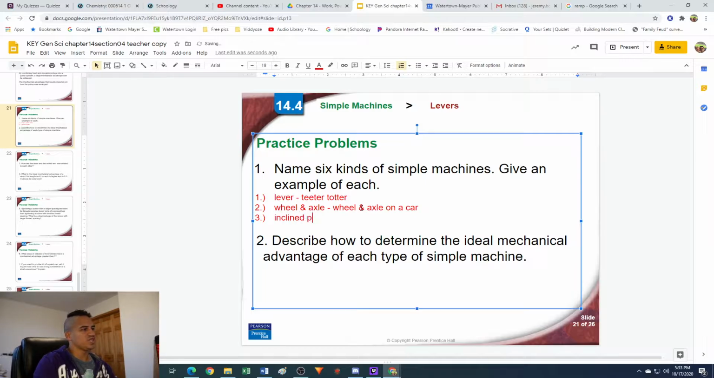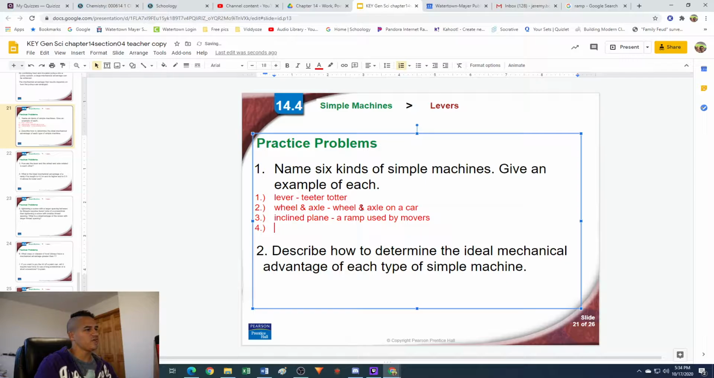Third one we had was the incline plane. So an example could be a ramp used by movers, right? If you're moving houses and they have a bunch of boxes, they have to push them up a ramp. Fourth one we had was the wedge. An example of a wedge could be an axe. Otherwise, you could also use a doorstop under the door.